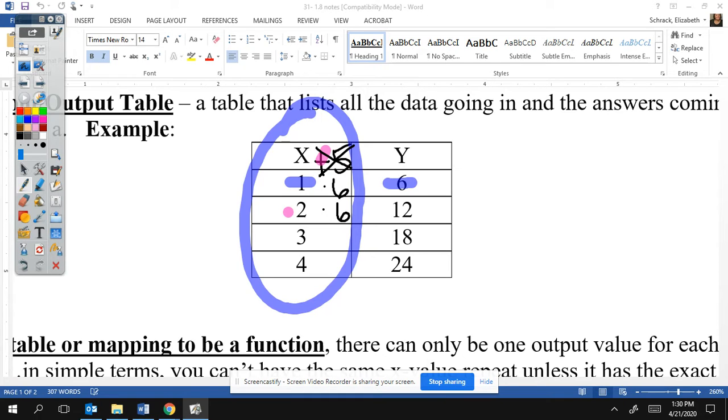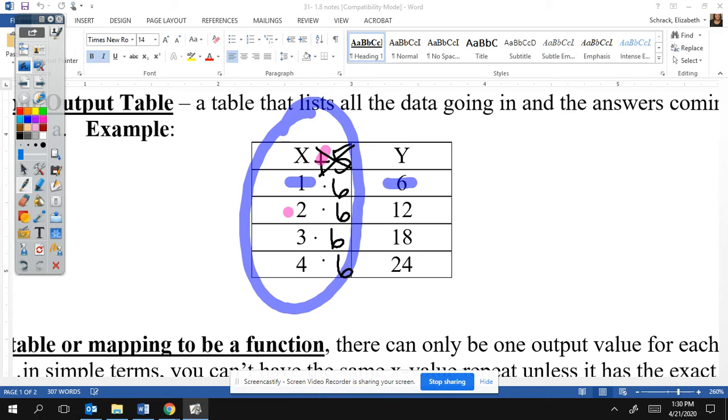2 times 6, is that 12? Yes. 3 times 6, is that 18? Yes. And 4 times 6, is that 24? Yes. So that means the rule of this input-output table is multiply by 6.